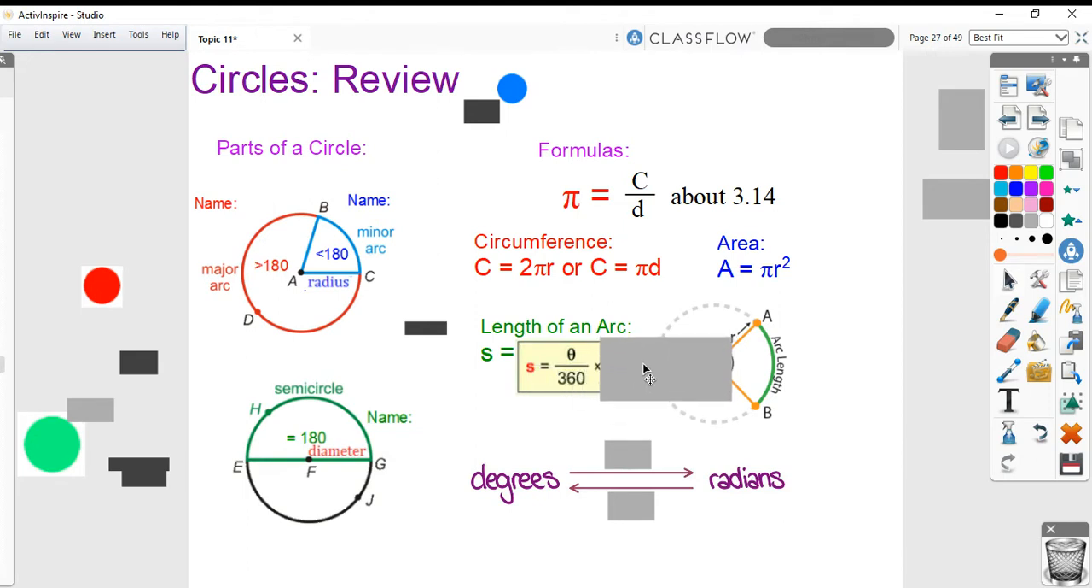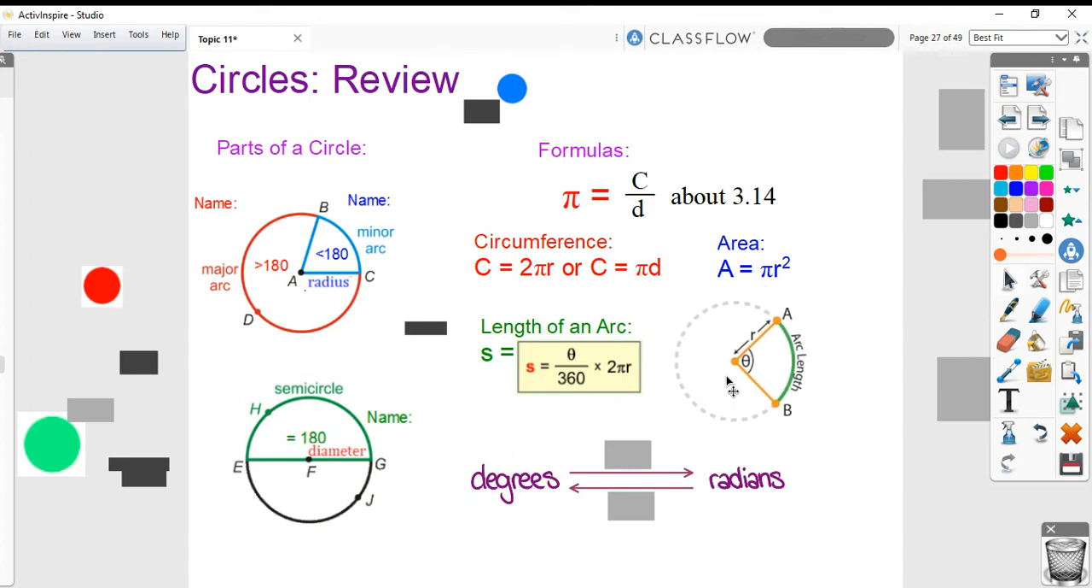The length of the arc is you take that central angle divided by 360, and then you take that fraction and multiply it times the circumference, 2 times pi times r. The idea here is that this angle is a fraction out of 360. This is only a little piece of a full rotation of 360 degrees.